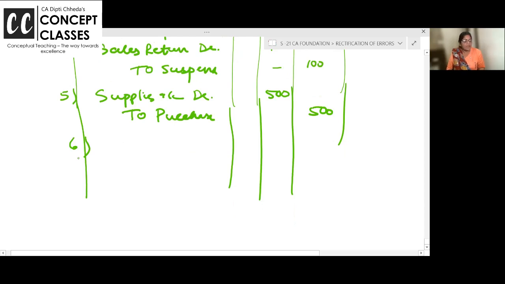Last entry, a credit sales of 50. Credited to sales and also to the debtors. So debtors you should have debited, no? So debtors or trade receivables debit karna tha. You have credited. So now you debit with double the amount.